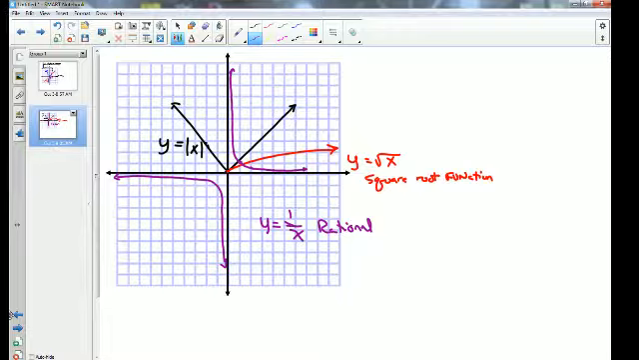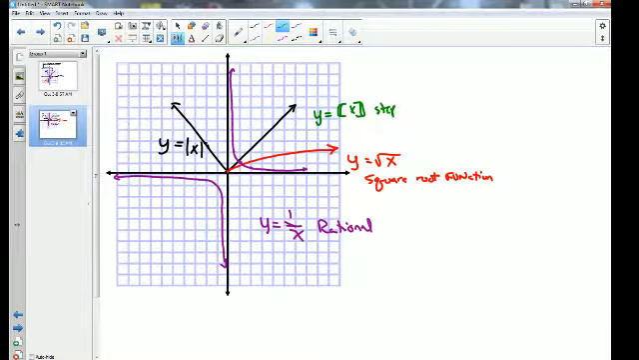Okay, so those are seven of them. There's one more that I don't bother with, because we don't worry about it. It's called the step function. You'll probably see it in your book. It's got these funny brackets on it, right? It's called the step function.